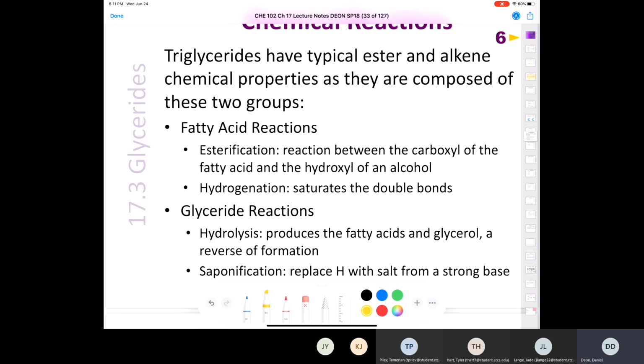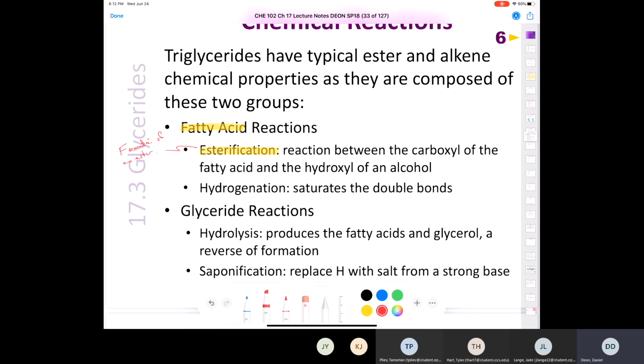It says here esterification. If we take any fatty acid, we're just talking about fatty acids right now, and we react it with the hydroxyl of an alcohol, and we could choose whatever alcohol we want, we can form an ester, right? That's what esterification means. It means formation of an ester. You can't come out of Chemistry 102 if you don't know what esterification means.